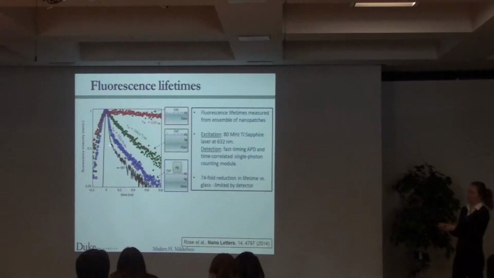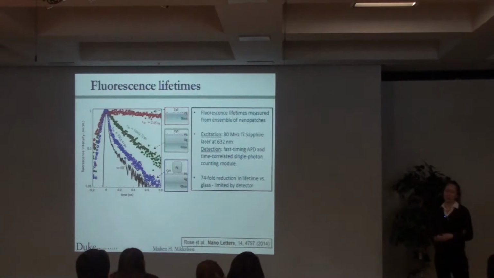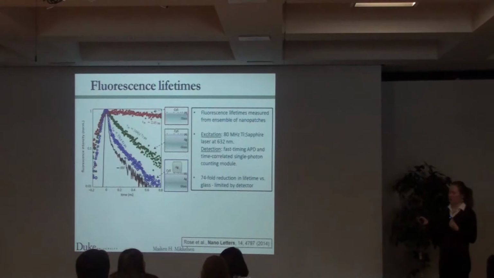And in this case, this is measured from an example of nanopatch antennas. I will later show you measurements also of individual antennas. The way this is measured is using a femtosecond laser. So we come in with one pulse that excites the structure, and then we have a single photon detector that's time correlated, that can time tag the arrival of these photons when the light is emitted.